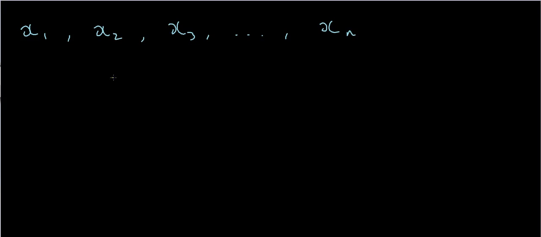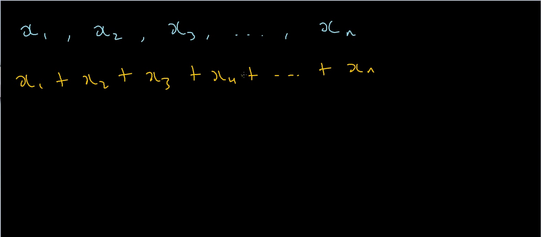So suppose I've got a bunch of numbers x1, x2, x3 all the way up to xn. Notice that I've got a total of n numbers, and these could be any numbers in the world. So what's the sum of these numbers? How would you find the sum of these numbers? Well, the sum would just be written as something like x1 plus x2 plus x3 plus x4, and you'd keep doing that until you got to xn. So that's the sum of these numbers.